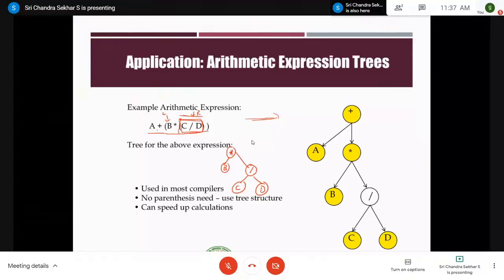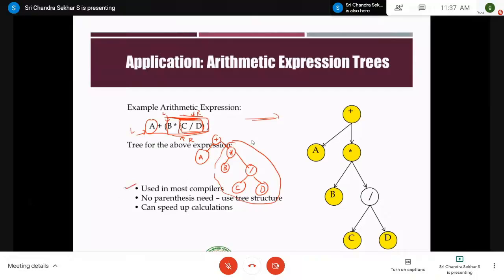Now coming to the outer part, plus. Now you have to treat this entire B star C by D as one operand. Therefore this is the right operand and this is the left operand. So we have plus here, the left operand is A and the right operand is the entire sub-expression B star C by D. This is how we draw the expression trees. We have a few questions on expression trees and you should be familiar with drawing them. So please concentrate on how to draw these expression trees, and they are used in most compilers.